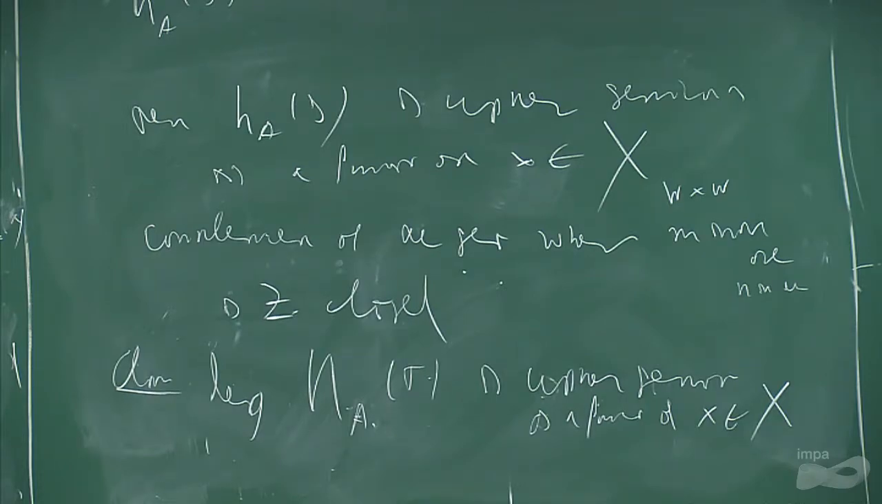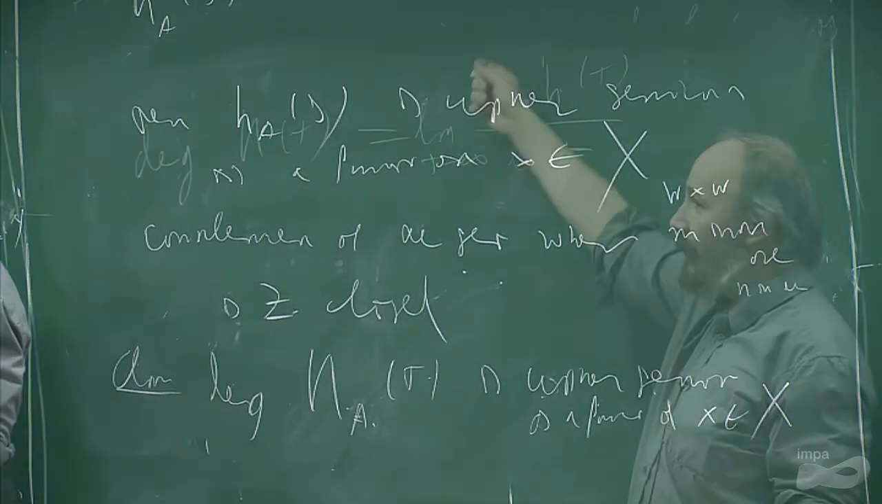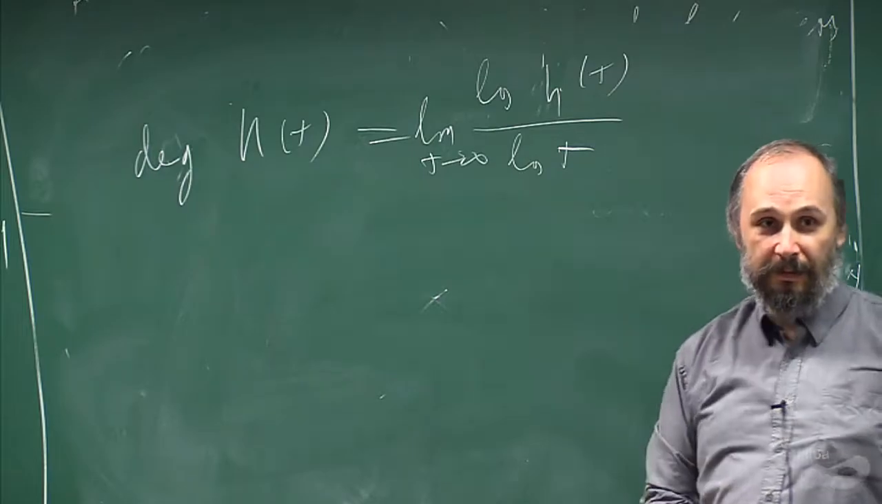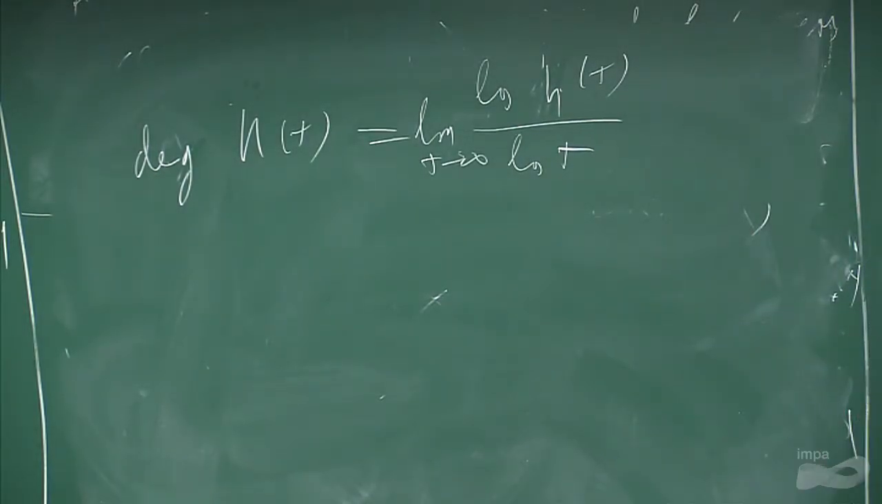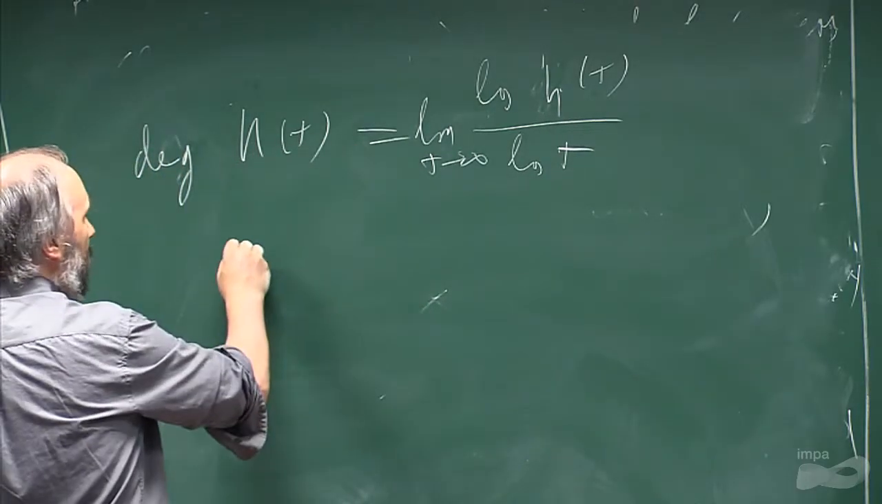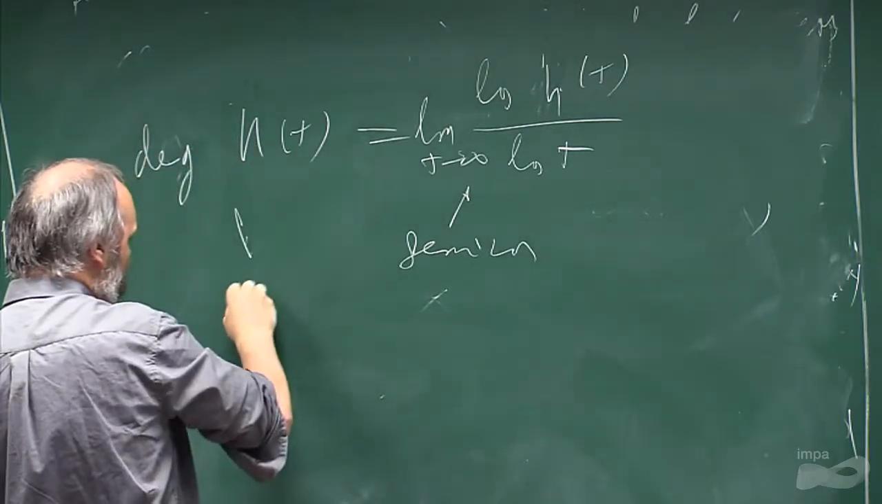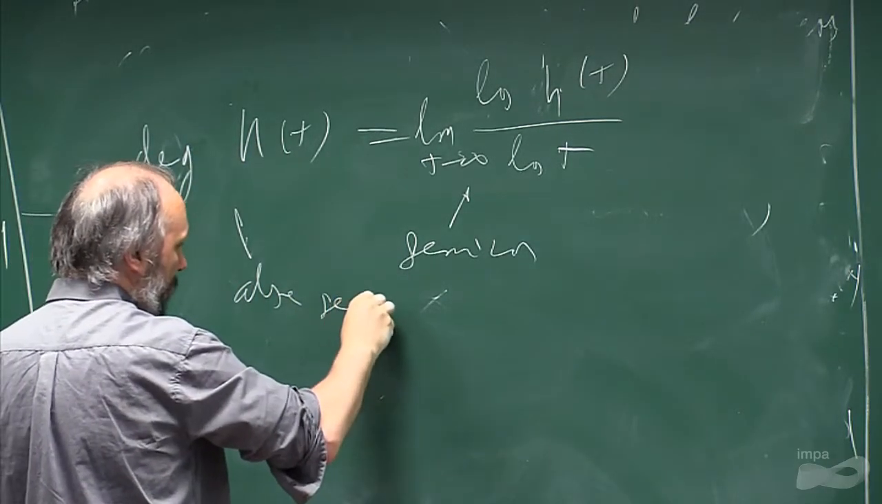This is the degree. But then you can write h small here, because for bigger t they are equal. And then h small is already upper semi-continuous, and log, even though it's monotonic, maps semi-continuous to semi-continuous. And this is semi-continuous, and this is also semi-continuous.